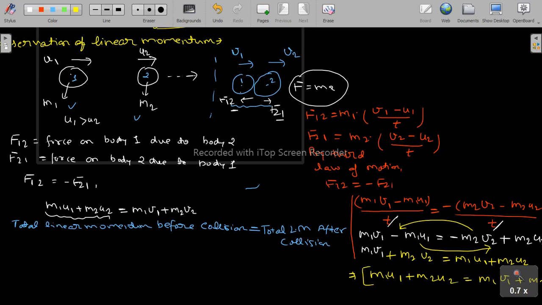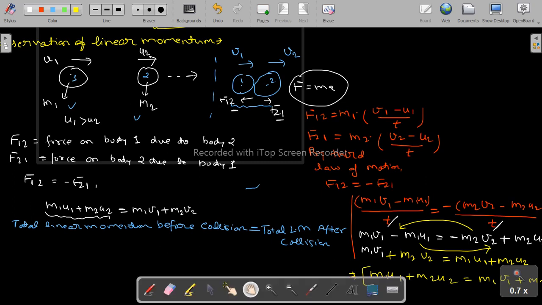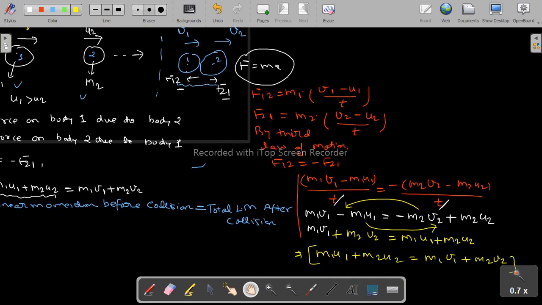Sir, what is after total linear momentum before collision equals total linear momentum after collision, right? Yeah, total linear momentum after collision. Have you noted this red portion as well or not? Sir, the red one I'm doing now. Do this, because actually this is the way to reach this final result of linear momentum. You cannot skip this. Note this down.